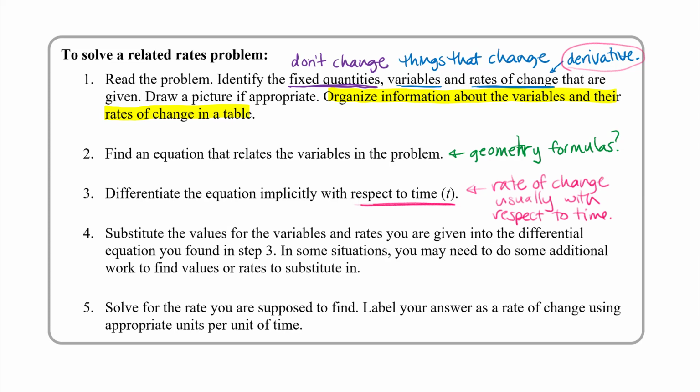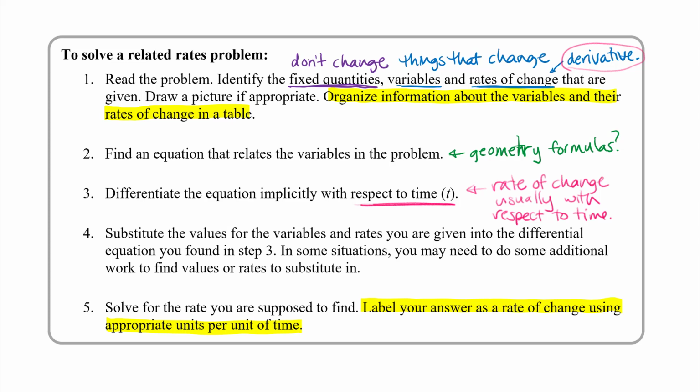Okay, once you've done all that, then at the end it's pretty straightforward. You're just going to substitute in values for the variables and rates that you were given. Once in a while you have to do a little extra work to find some of the numbers that you're going to need to substitute in, and then at the very end you're just going to solve for whatever rate you're supposed to find. One important thing that I will always ask you to do is label your answer as a rate of change using appropriate units. So we'll pay attention to the problems and the variables and what those are so that we can organize that and think about how to label our answers.